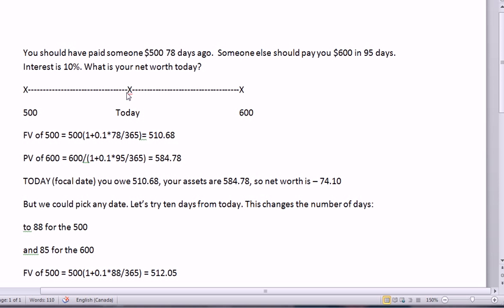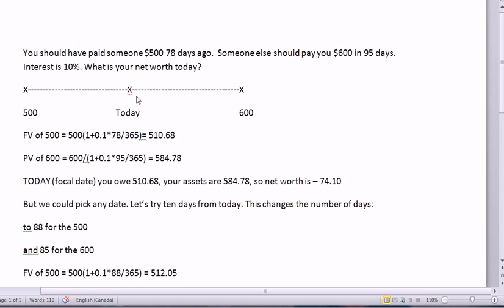So we know that if we want to find the value today, that's going to be a future value problem. So pretend that you're here at the $500. You're looking forward through time. So we want a future value calculation to find out how much your debt of $500 will have increased to today after 78 days. Now, somebody else here should pay you $600 in 95 days. That's in the future. How much is it worth today? Well, you look back, it's going to be a present value problem.